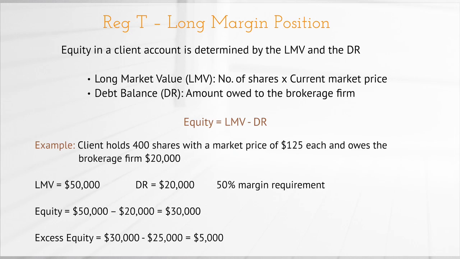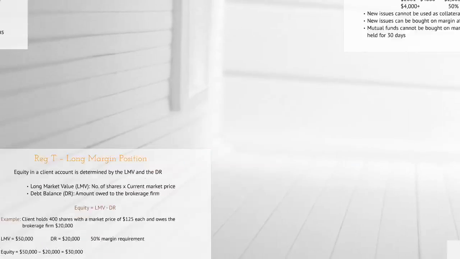Now his excess equity is the total of the equity less that margin requirement. So our $30,000 equity less 50% of the $50,000 market value in the account means he has $5,000 of excess equity in the account. So for now, he's okay.